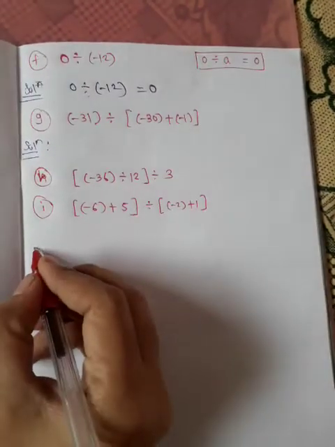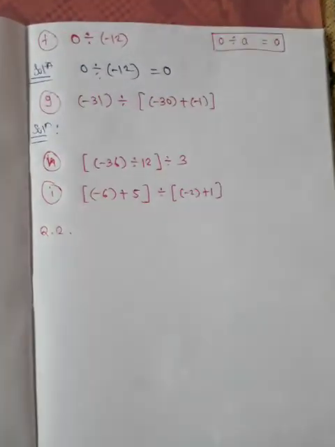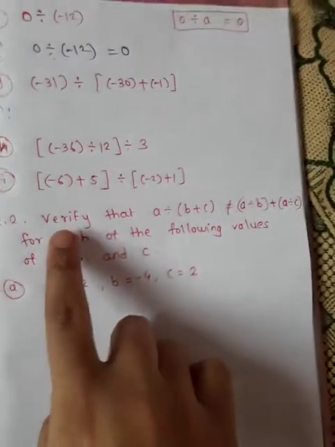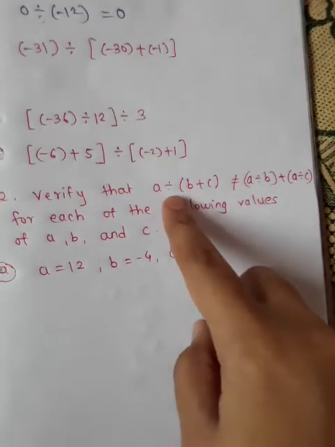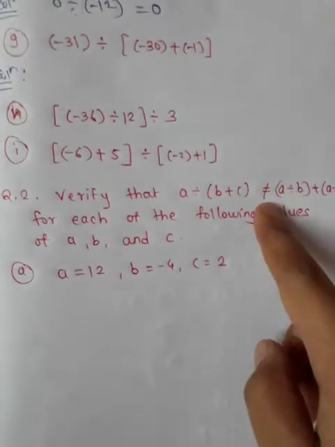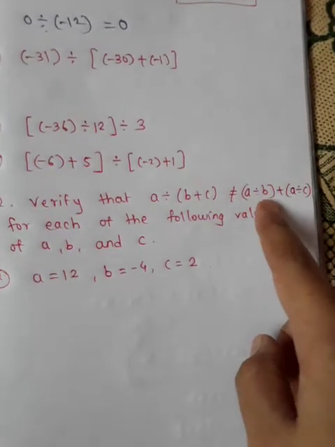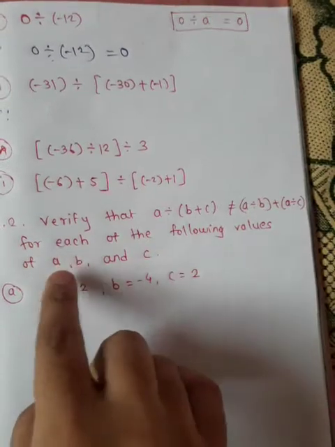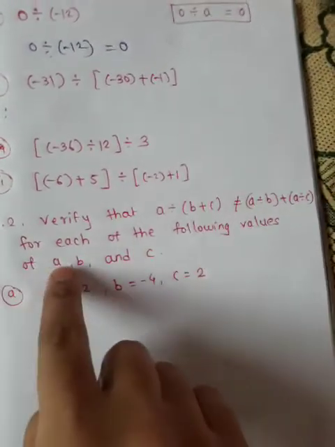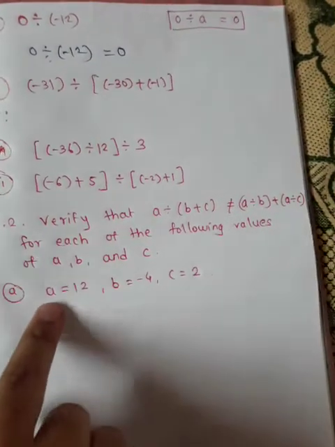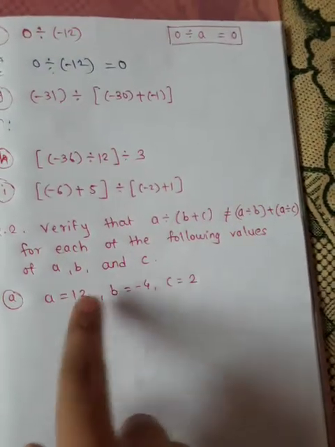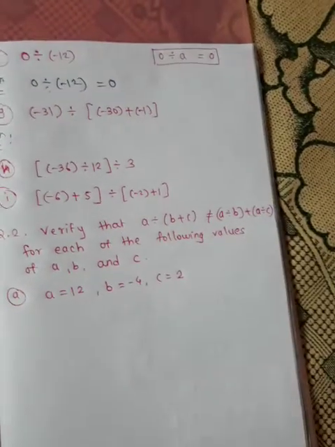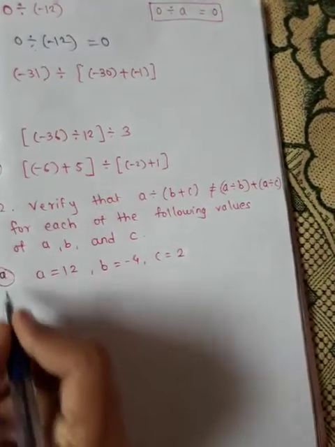Now question number 2 is, verify that a divided by b plus c is not equal to a divided by b plus a divided by c. So we have to verify for each of the following values of a, b, c, means they have given the values of a, b and c, and we have to verify that this side is not equal to this side. So first we solve number A.